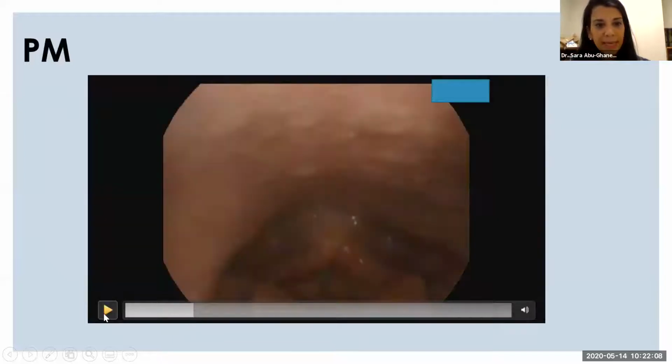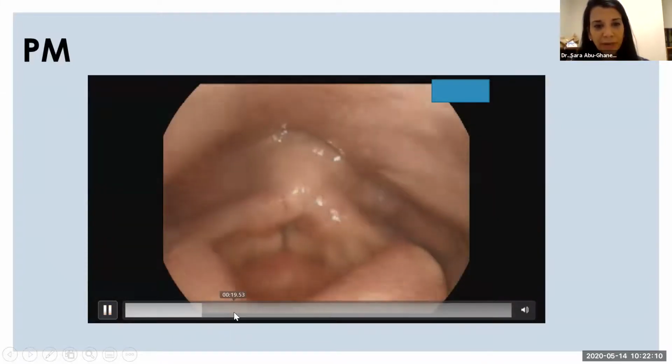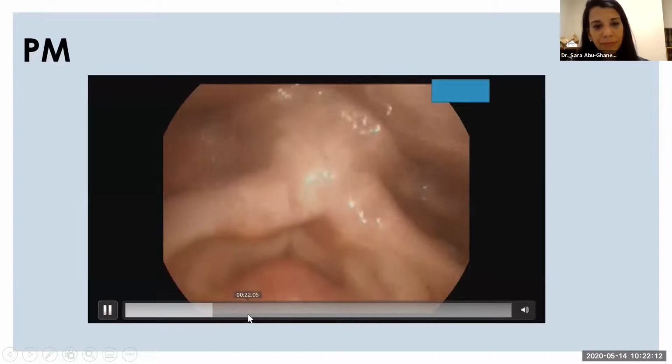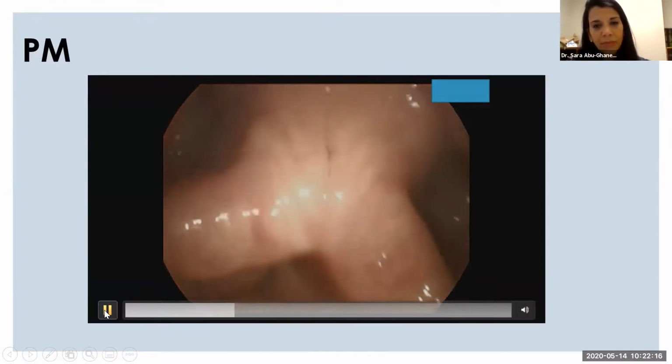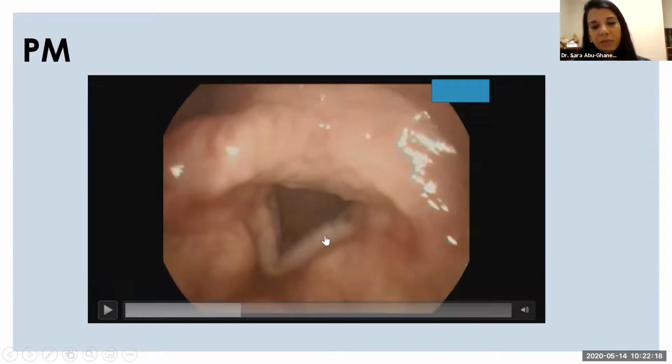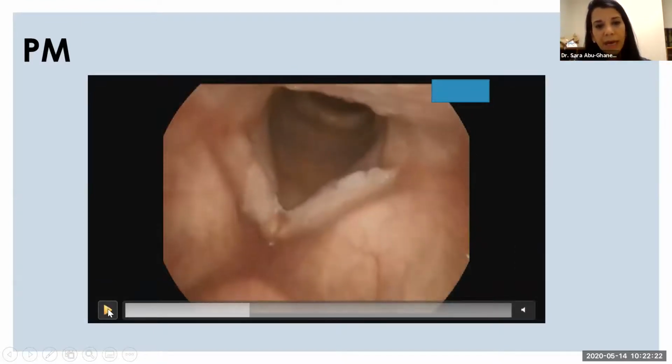So that's his exam. I'm just going to move forward to get closer. As you can see, it is very similar to the other patient, but I would say a thicker leukoplakia lesion involving the left vocal fold and the right side, again with sparing of the anterior commissure.